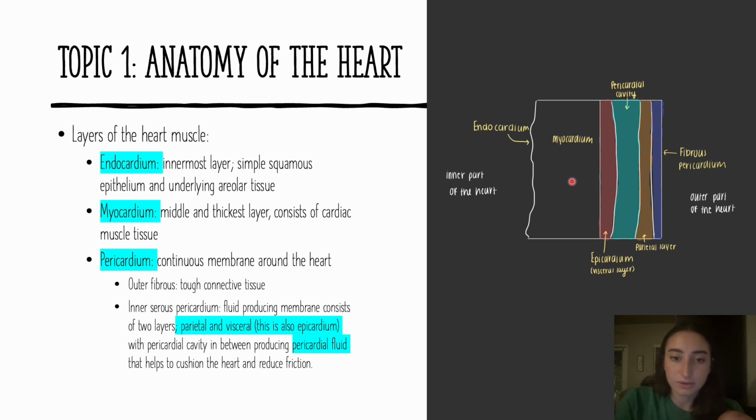It has our cardiac myocytes, and then we have the pericardium, and this is a continuous membrane that is going to surround the whole heart. So the outermost part is the fibrous pericardium, which is tough connective tissue, and then we have the parietal and the visceral layer, and in between those 2 layers is the pericardial cavity. This pericardial cavity is a fluid-producing membrane, and it has the pericardial fluid. And this fluid will actually help to cushion the heart and reduce friction.